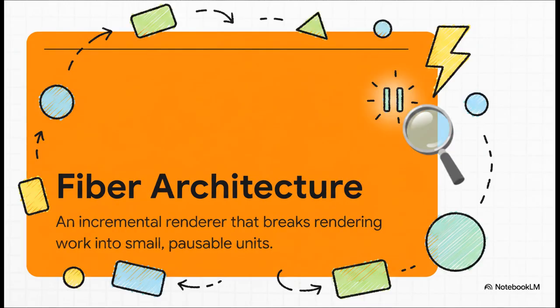Then there's fiber. Now this is a huge deal in modern React. It basically lets React chop up big rendering jobs into tiny little pieces. Why does that matter? It means it can hit pause on its work to handle something more urgent, like you typing, and then come right back to it. That's what keeps the UI from ever feeling laggy or frozen.